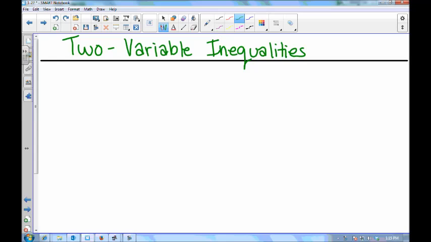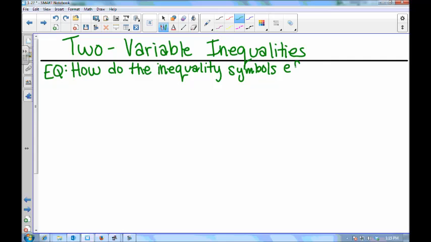Okay, two-variable inequalities. Our essential question today is, how do the inequality symbols affect the line of the graph?